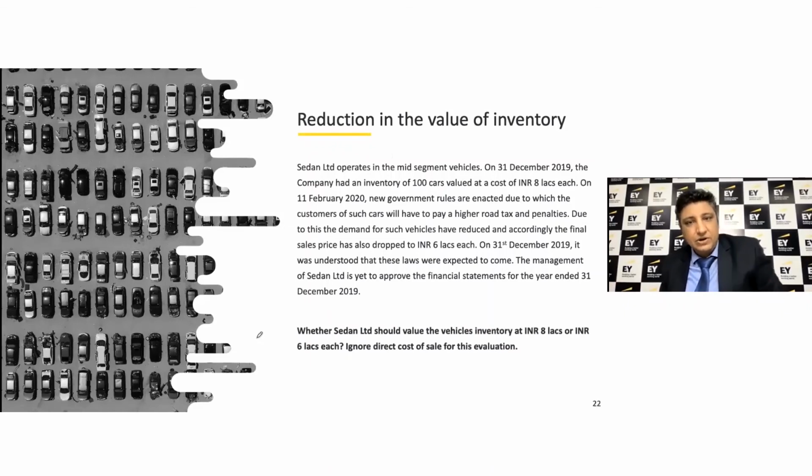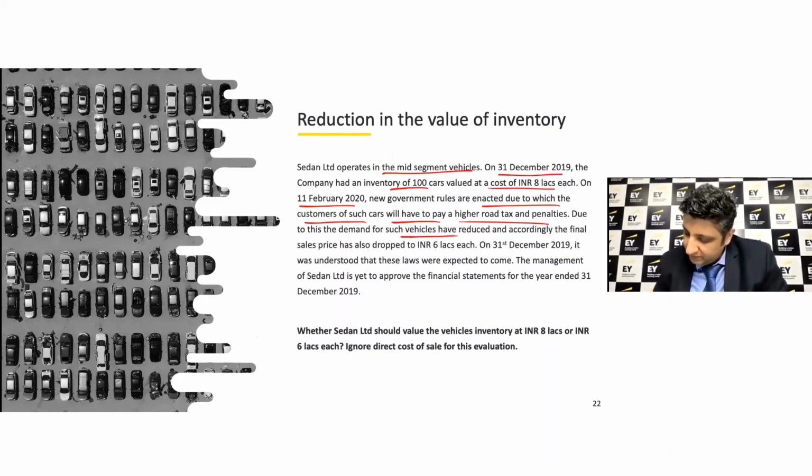Let's have a look at this scenario. It says that Sedan Limited operates in the mid-segment vehicles. On 31st of December 2019, the company had an inventory of 100 cars valued at a cost of rupees 8 lakh each. On 11th of February 2020, government rules are enacted due to which the customers of such cars will have to pay a higher road tax and penalty. Now, due to this, the demand for the vehicles has reduced and the final price has also dropped to rupees 6 lakh. On 31st of December 2019, it was understood that the laws were expected to come. The management is yet to approve the financial statements for the year ended 31st of December 2019.